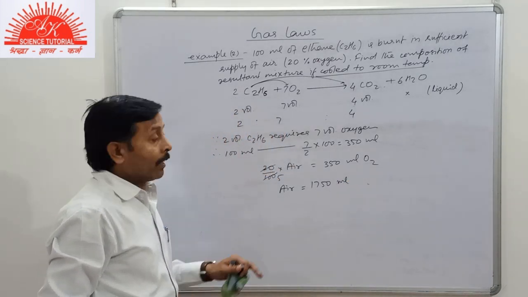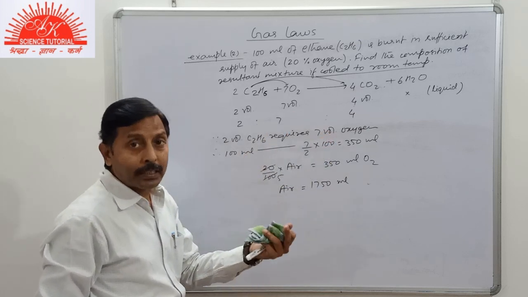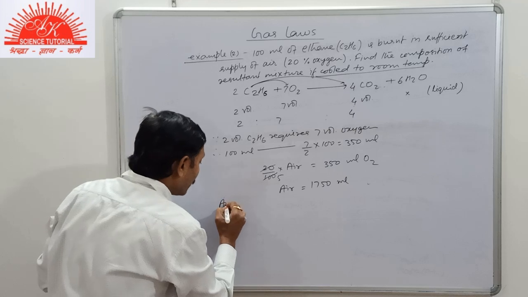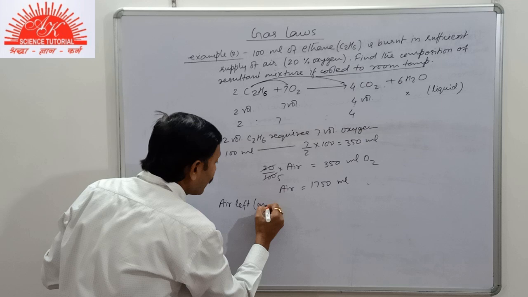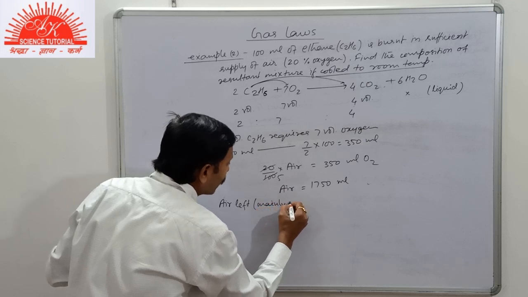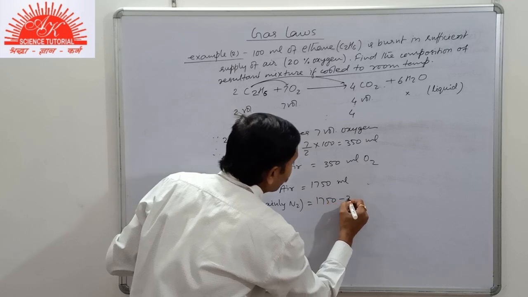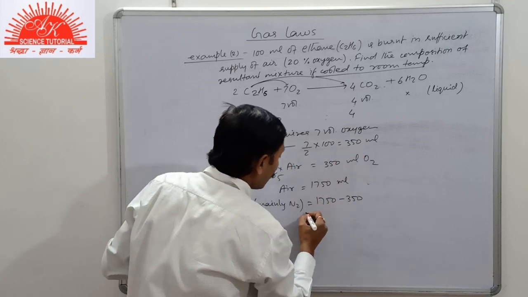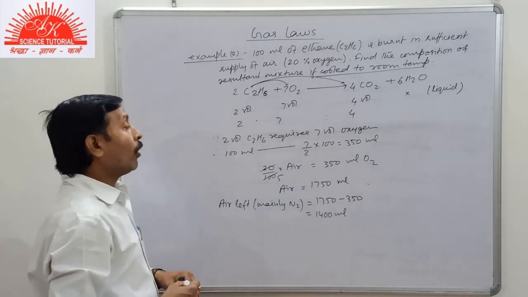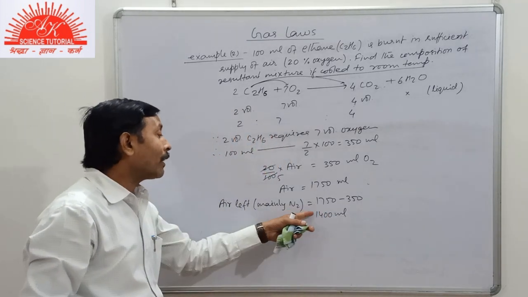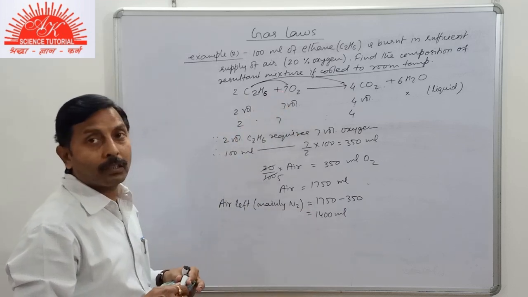But from this part, the oxygen component has been used up and the remaining is left over. So, we now write air left. That will be mainly nitrogen. It is 1750 minus 350. That was oxygen. Hence, it is 1400 ml. So, from the air supplied, this part of air is left. So, we have calculated the first part.